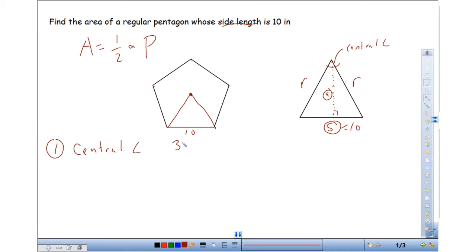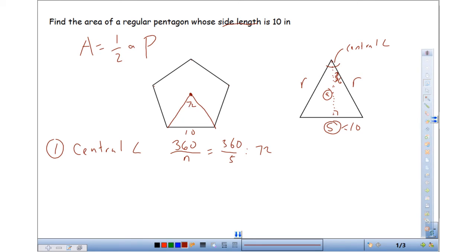So to do that, you're going to take 360 degrees, and you're going to divide that by the number of sides, n. So 360 over 5, which in this case is 72. So my central angle is 72. Now, you're going to want to divide that by 2 because you're going to want to split this into 2 right triangles. So that's 36. Because I can use trig then to help me find all the parts of this triangle.